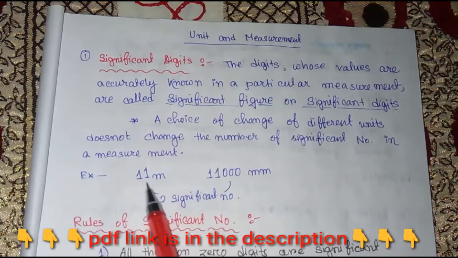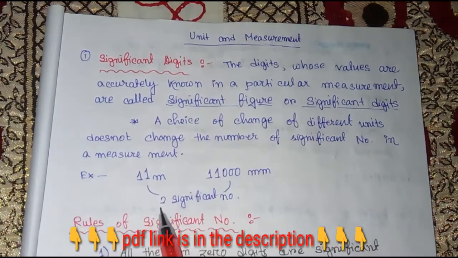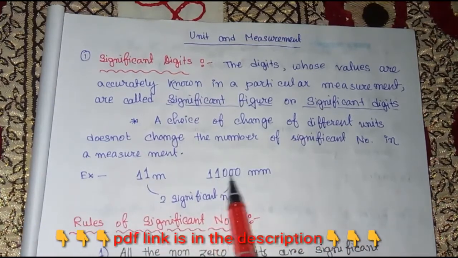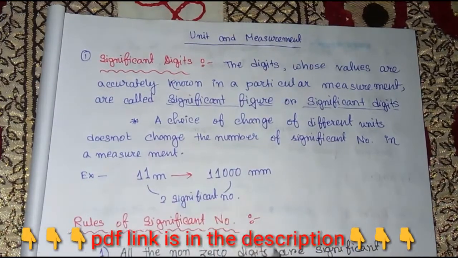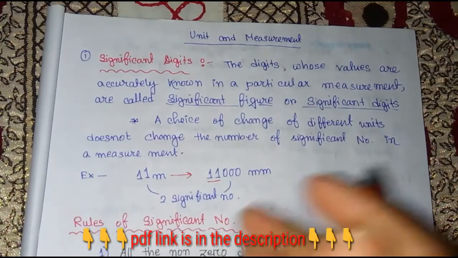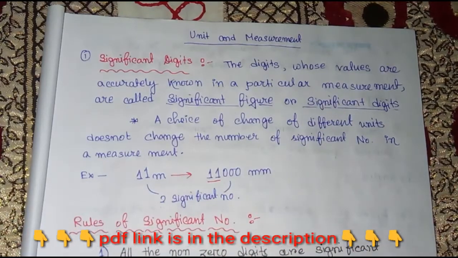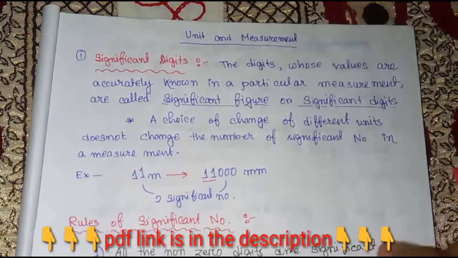Let's see an example. Suppose 11 meter. 11 meter has two significant digits, this one and this one. And we can write 11 meter as 11,000 millimeter, but it also has two significant digits. To know how many significant digits are in a number, there are some rules. Let's see what the rules of significant digits are.